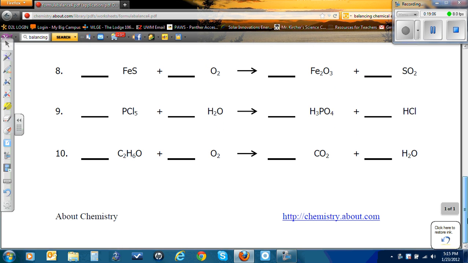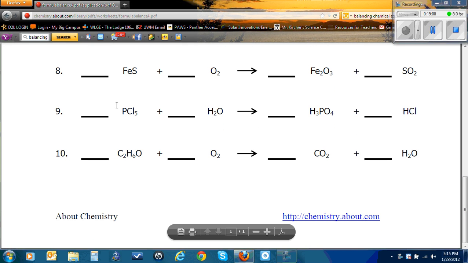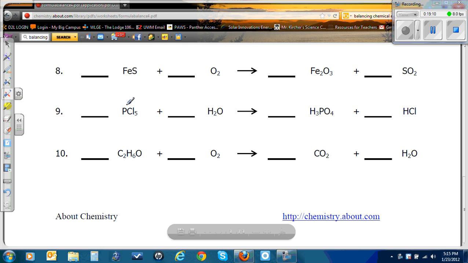Problem number 9 and 10. Problem number 9, we have 1 phosphorus over here, and what we have to look at is, here's that phosphate, but we didn't start with phosphate on this side. This reaction formed phosphate here, but it didn't start over here, so we have to balance those independently. Okay, so we have 1 phosphorus, we have 1 phosphorus.